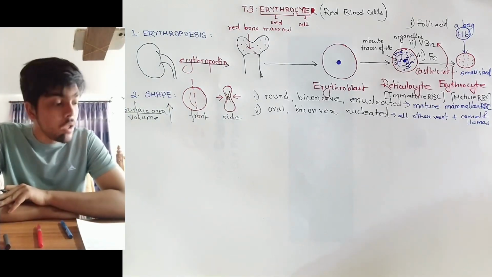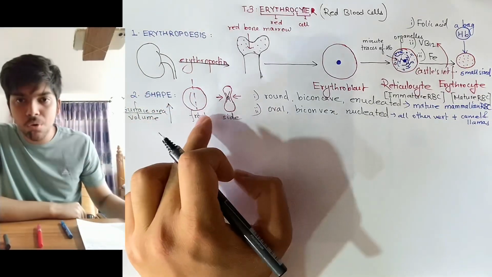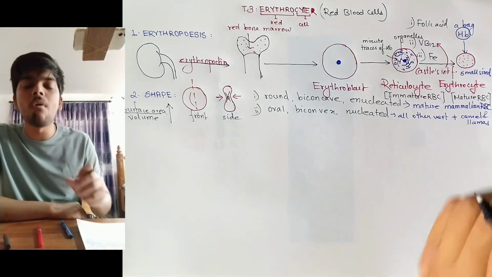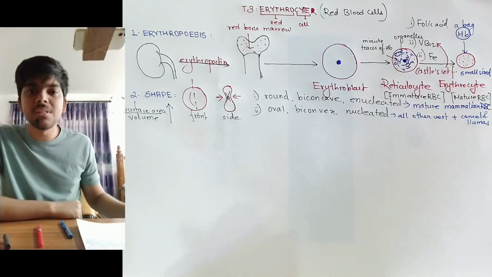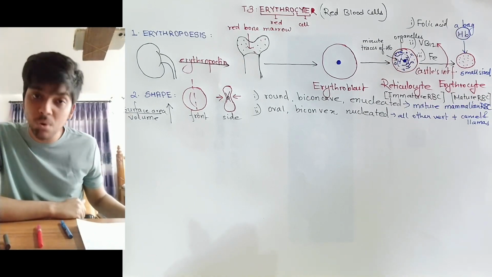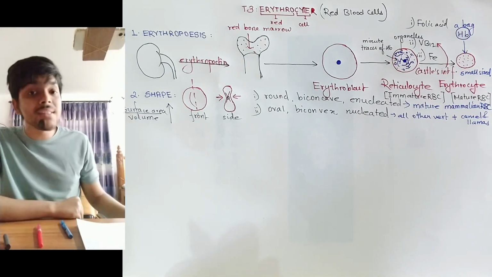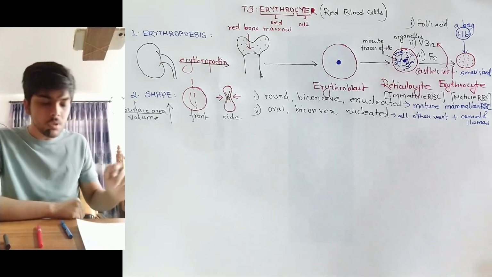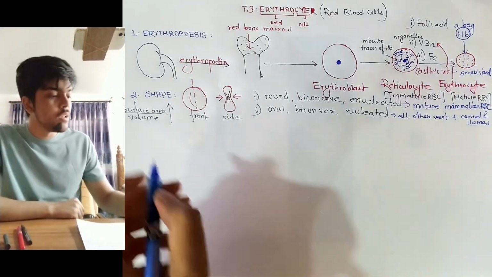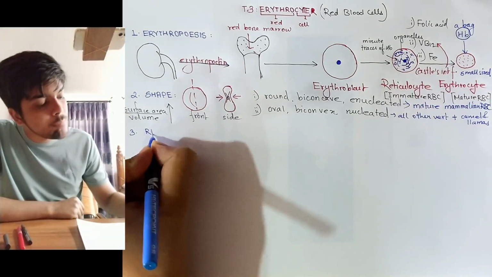The advantage, due to this high ratio, is that a large quantity of oxygen and carbon dioxide is transported by your RBC, even for a small amount of hemoglobin, due to which the respiratory efficiency increases. Okay, that's your shape. Number 3 is RBC count.